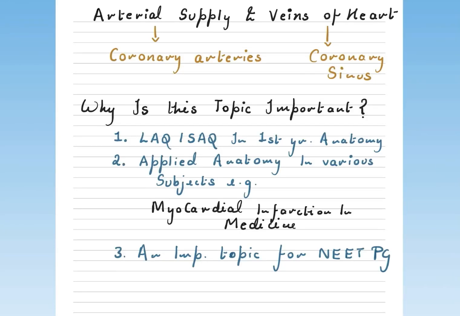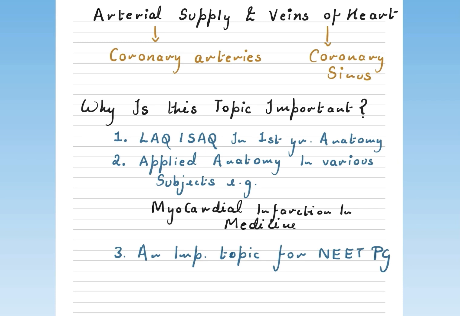Hello everyone, I'm Dr. Marut Gupta from KGMU Lucknow, and today I'll be teaching you about the arterial supply and the veins of the heart. The arterial supply consists of the coronary arteries, the right and the left coronary arteries, and the veins of the heart mainly restricts to the coronary sinus and few other veins.